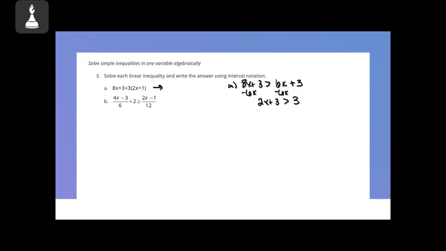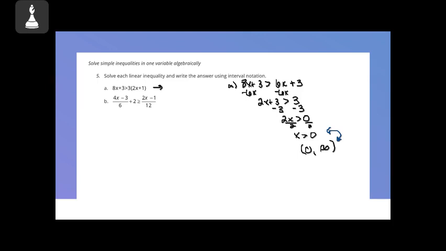And then to get this by itself, I need to subtract 3. 2x is greater than 0. And if I divide by 2, I still get 0. So x is greater than 0, meaning I'm going to start at 0 and go to positive infinity. And both of those are going to get parentheses. And if you ever need to, go back to that little table that I drew right at the beginning, and you can go between these two very easily.